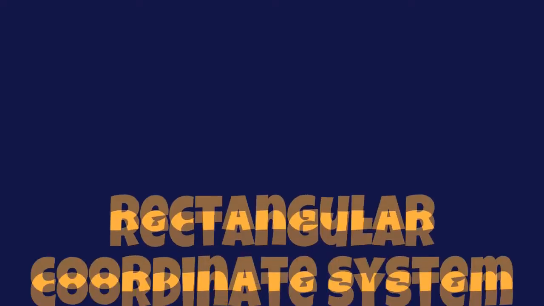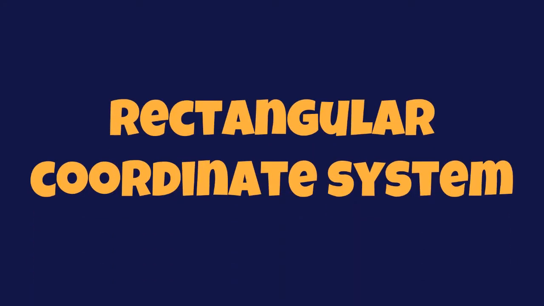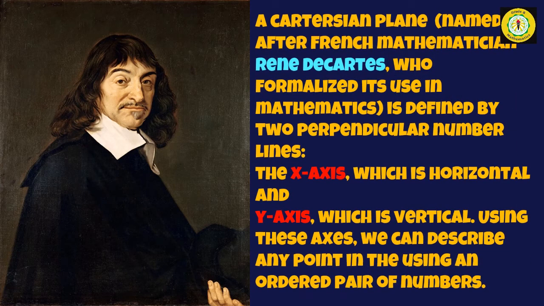In this video, we're gonna talk about the rectangular coordinate system. So, itong picture na to, ito po ang ating lolo, si Lolo René Descartes. So, a Cartesian plane is named after French mathematician René Descartes, who formalized its use in mathematics.